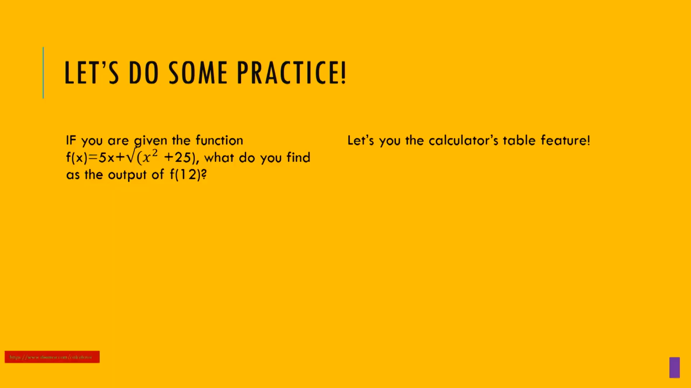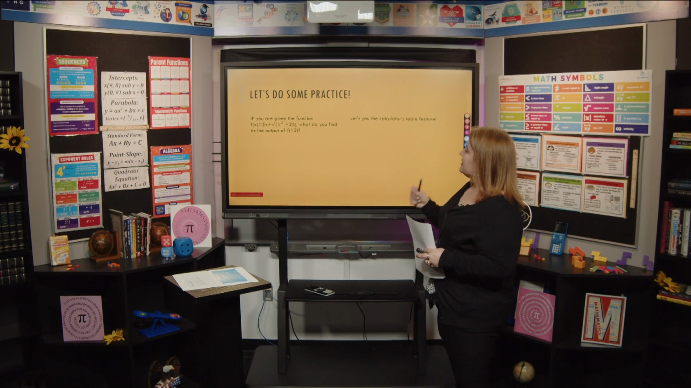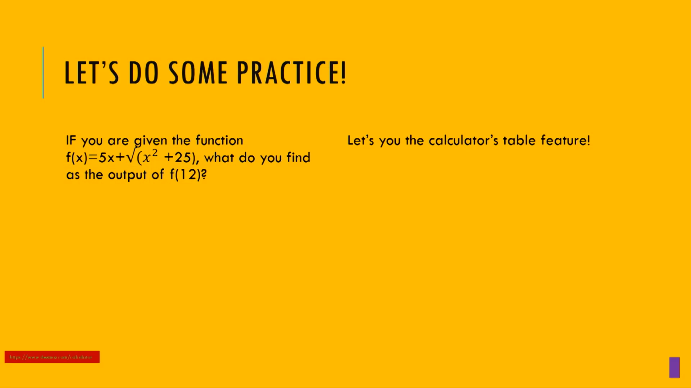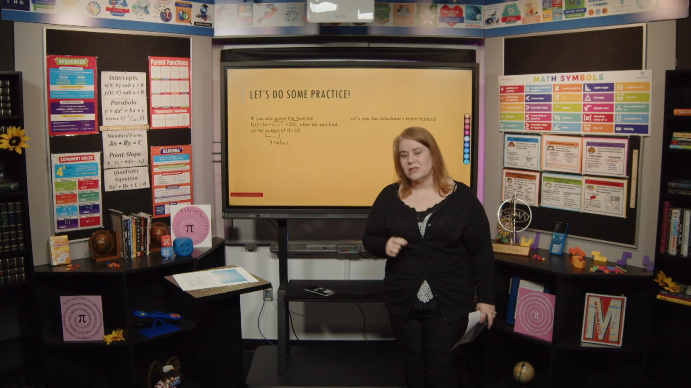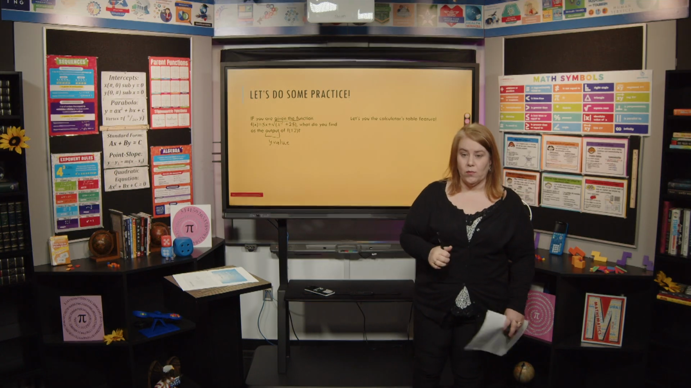Now, let's try and do some practice. All right, we're going to do these together. So it says, if you are given the function f of x equals 5x plus the square root of x squared plus 25, what do you find as the output of f of 12? Now remember, this output means my y value. So what I'm going to do is I'm going to tap into Desmos to help me, and I'm going to pull a table.